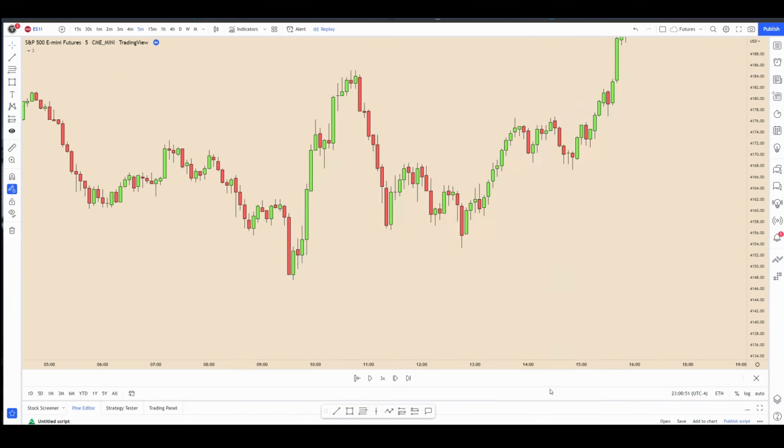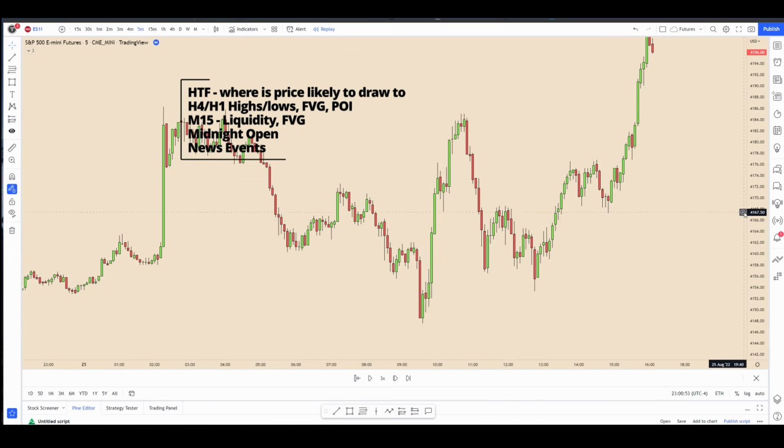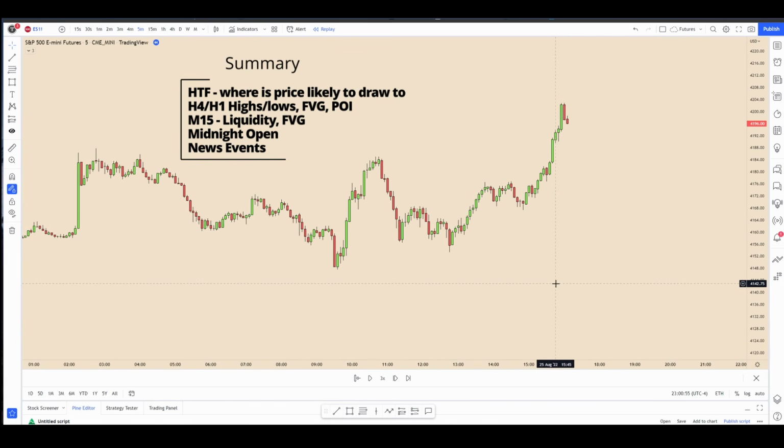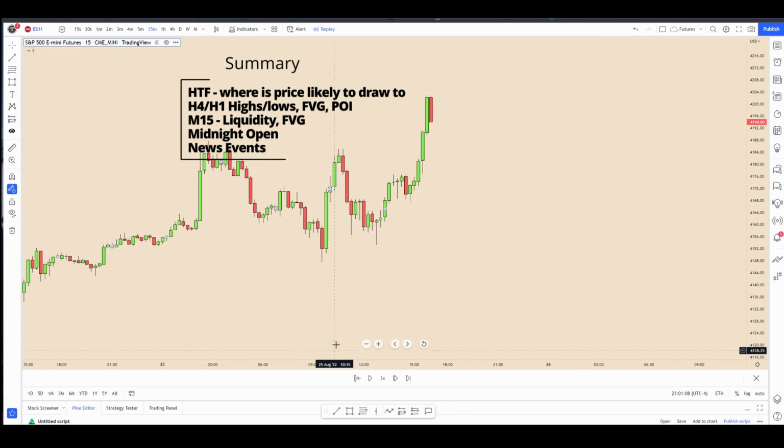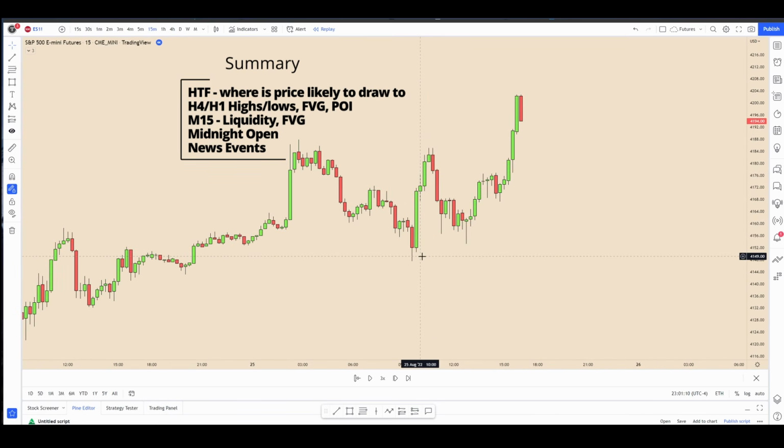So just to clarify, what do I go through each morning? I look at the higher time frames to see where price is likely to draw to. Look at the 4 hour, 1 hour for fair value gaps, liquidity, points of interest. Then I mark out all the obvious highs and lows on the 15-minute chart, and then I will look at lower time frame entries off of that.